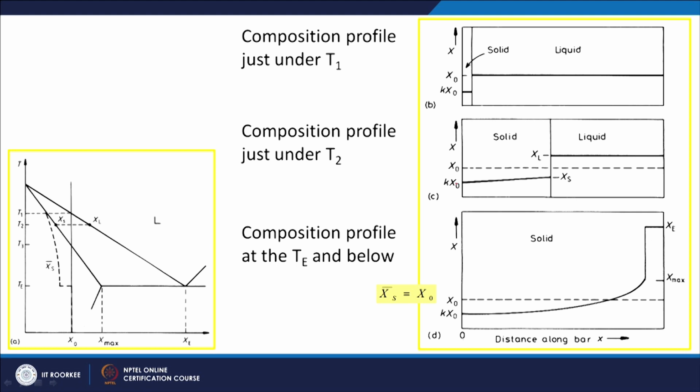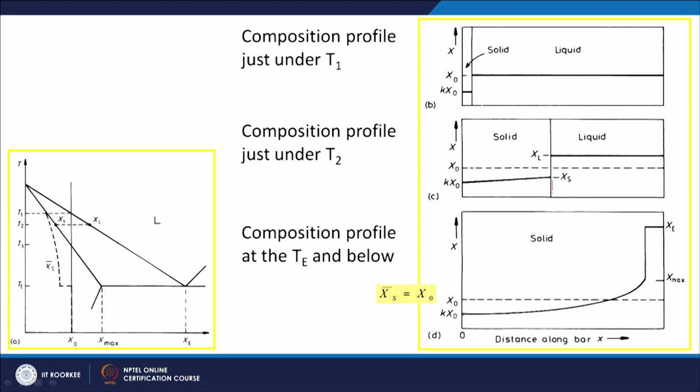At temperature T2, the first solid which has formed has composition of Kx naught, and now because I am not allowing any diffusion to take place, the composition is increasing, and at T2, at the interface the composition is excess and the composition overall is given by XL, the composition of the liquid, and because we are doing stirring, the composition profile here is constant. The composition profile at the temperature T eutectic and below, T is your eutectic temperature.